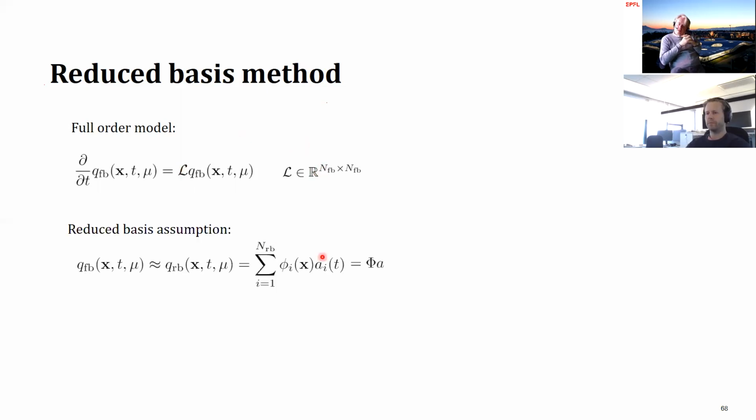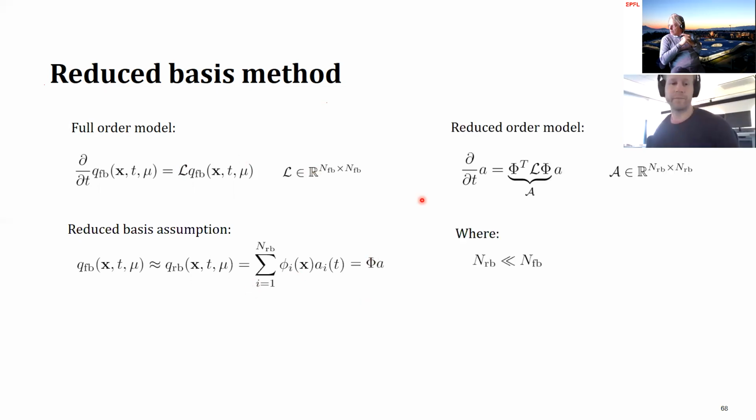We assume that there exists a reduced basis that can accurately capture the physics of this system under the variation of this parameter mu, with much, much fewer basis functions, or size of the domain of a discretization, as compared to the full model. If we then insert this reduced basis into the full model, we arrive at this reduced order model, which we then solve for these time-dependent coefficients. And the discretization operator here now has a size of NRB times NRB instead of NFB times NFB. And hopefully NRB is much, much smaller than NFB. This will be case dependent, physics dependent, and so on.